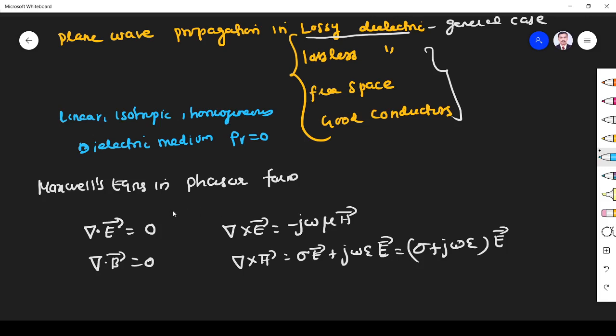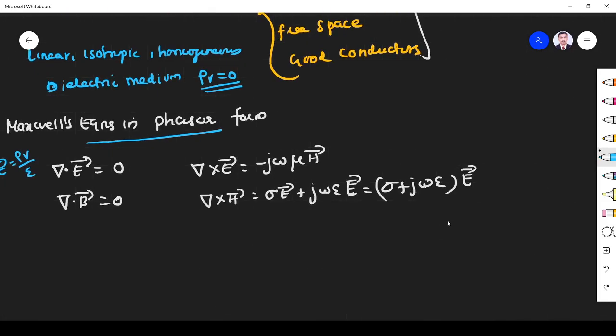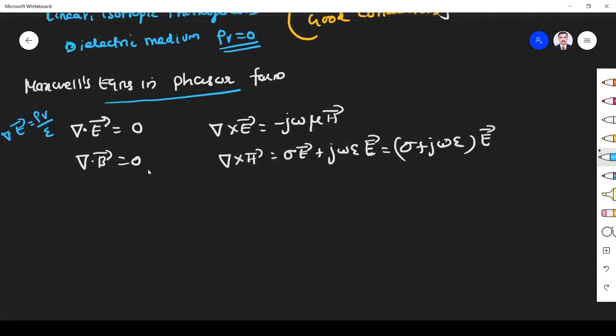Now we will start with Maxwell's equations in phasor form. Since rho v is 0, del dot E becomes 0, because Gauss law for the electric field gives del dot E equal to rho v by epsilon. Since rho v is 0, del dot E is 0. Other things we know how to derive. So these are Maxwell's equations in phasor form. If you have any doubt, please see my video on Maxwell's equations in phasor form.